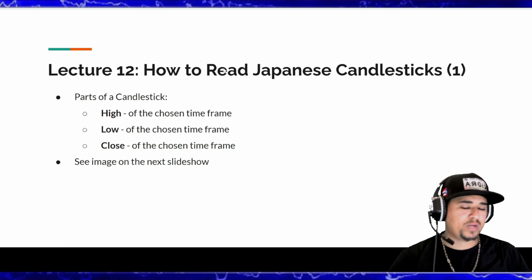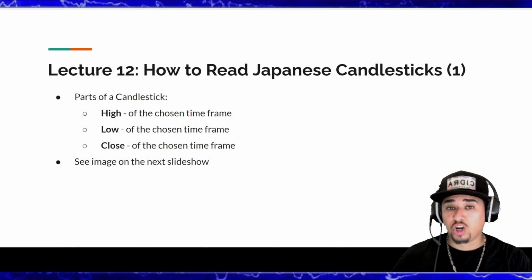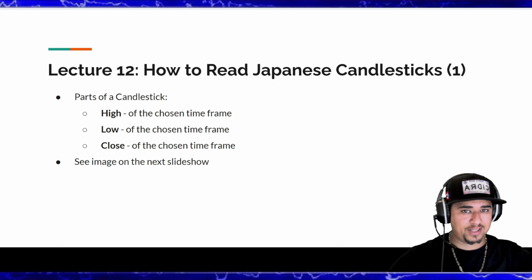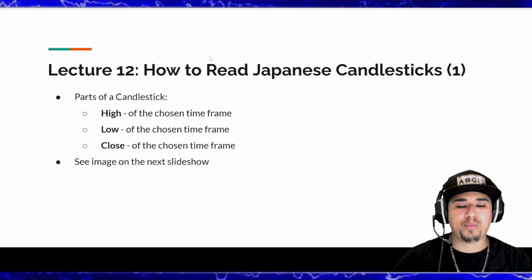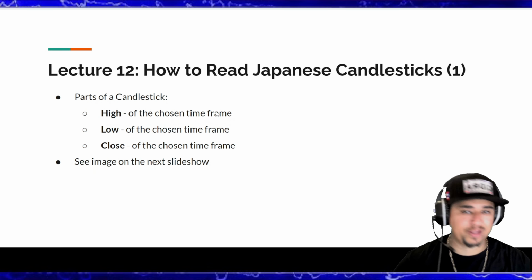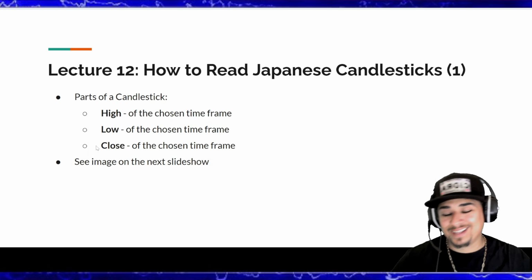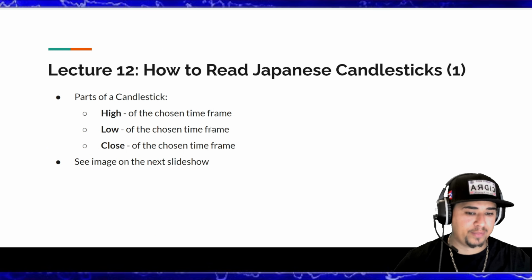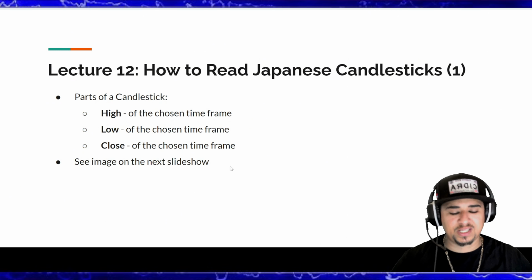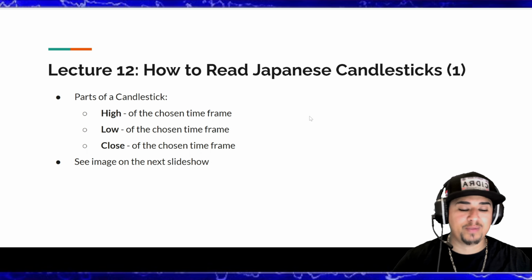So what are the parts of a candlestick? When you learn how to read just the basic candlestick, everything else that we're going to talk about is building on top of that knowledge. So what are the parts of a candlestick? You have the high of the chosen time frame, and don't worry, I will explain it. The high of the chosen time frame, the low of the chosen time frame, and the close of the chosen time frame. I did this on purpose. I put it 3 times on purpose because that repetition is going to help us remember and understand what we're looking at. So we're going to see the image on the next slideshow.